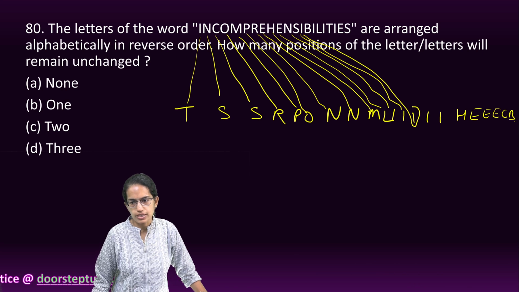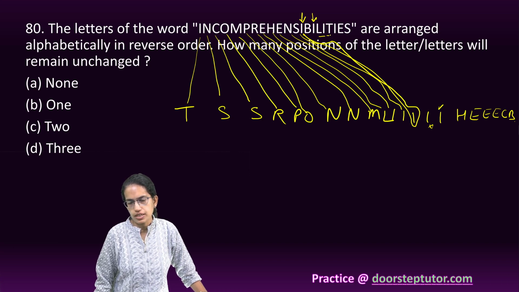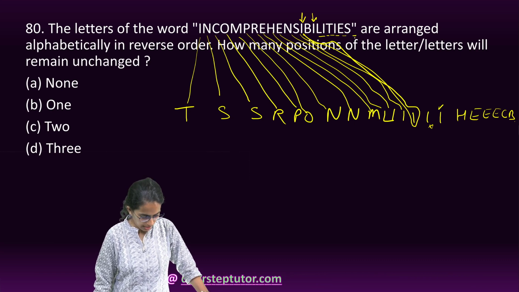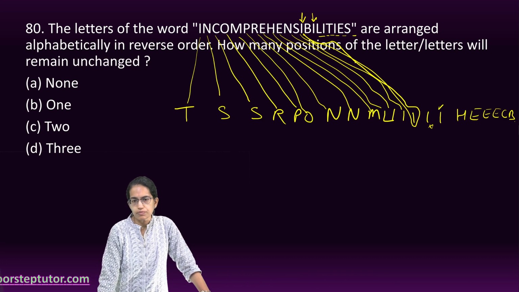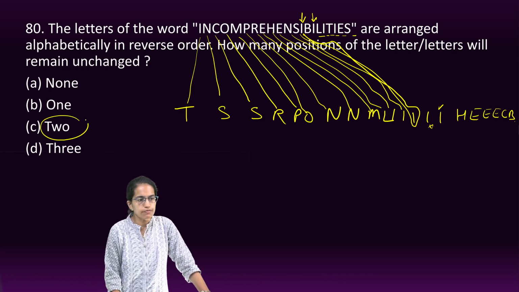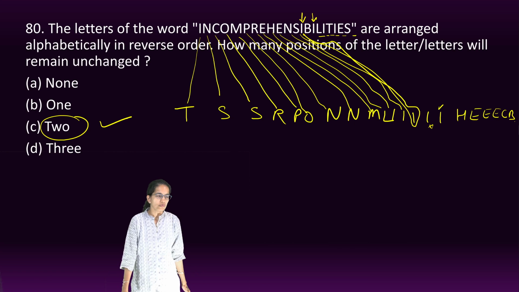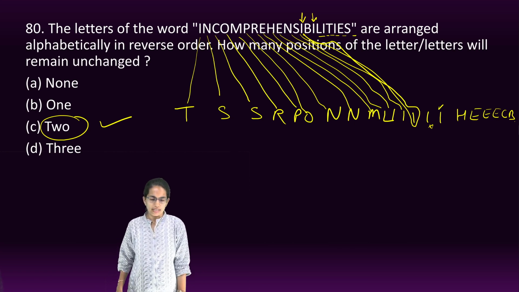So this is correct. Okay. So 1 is correct. Then B, then I with I again correct. This not correct, this correct. Then L with H, I with E, T with E, I with E, E with E, and S with B. So only 2 are there which would remain unchanged, the rest all would change. So 2 would be the right answer for this question.